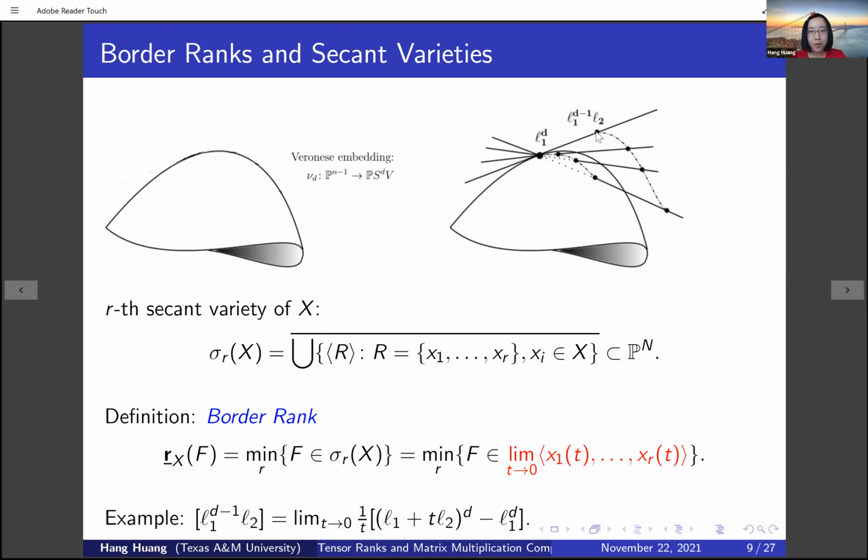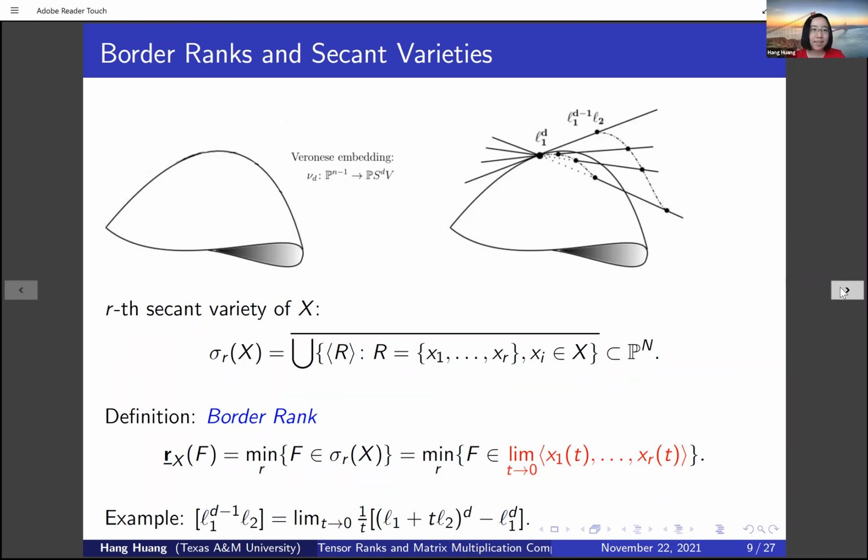So we know that this point has border rank 2 and is in the limit of rank 2 points. However, we can also think of this point differently: it is in the span of a subscheme of X that has length 2. The subscheme I'm looking at is a point supported at this point, which is L1 to the power D, and a tangent direction, which is in the direction of this tangent line. So this is the length 2 subscheme of X I'm looking at, and this point is in the span of this length 2 subscheme.